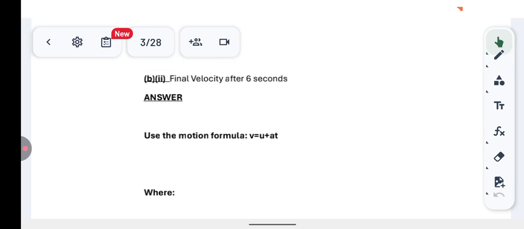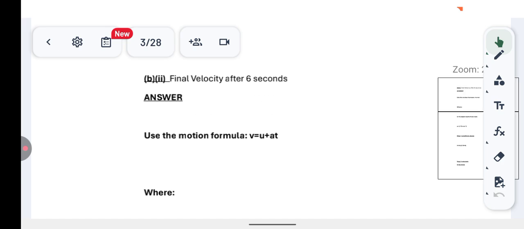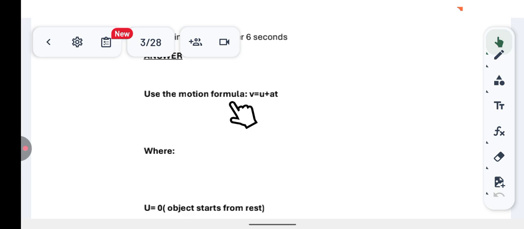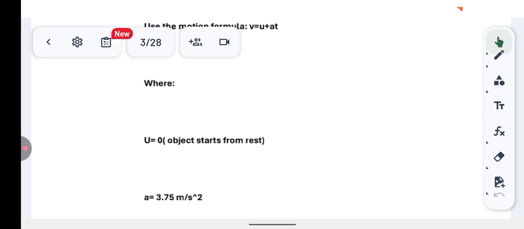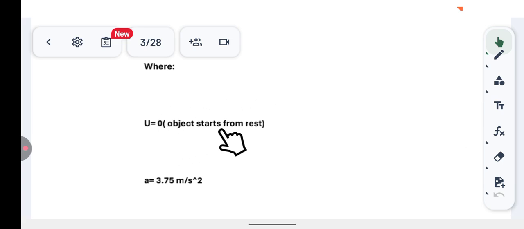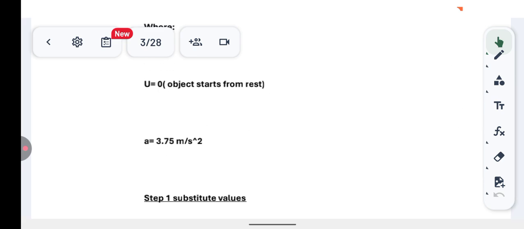B2. So question B2 reads, determine the final velocity after 6 seconds. We're going to use the motion formula for velocity, which is v is equal to u plus a times t, initial velocity plus acceleration times time taken. We know that our initial velocity was 0 from rest, because in the question they said it's coming from rest. Our acceleration we have already found to be 3.75 meters per second squared.